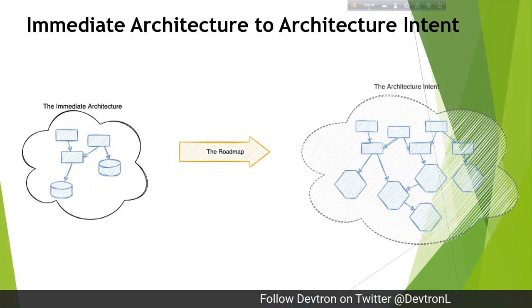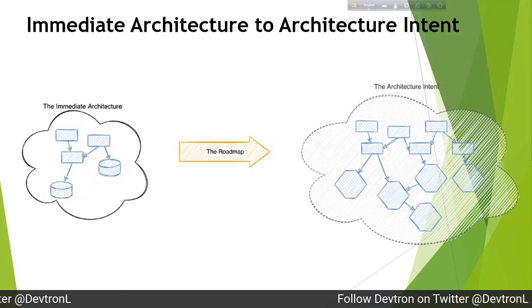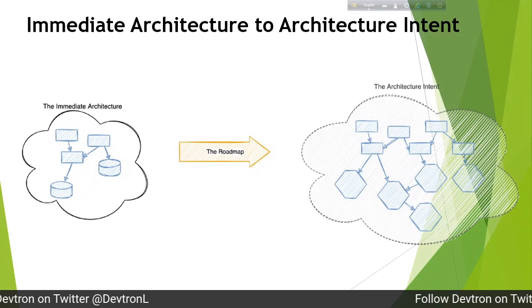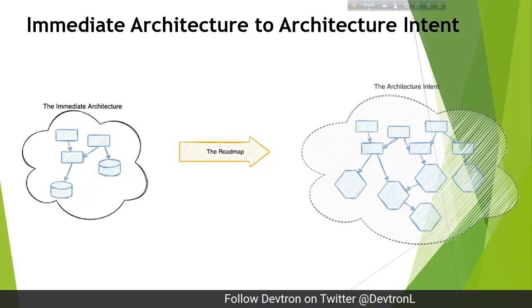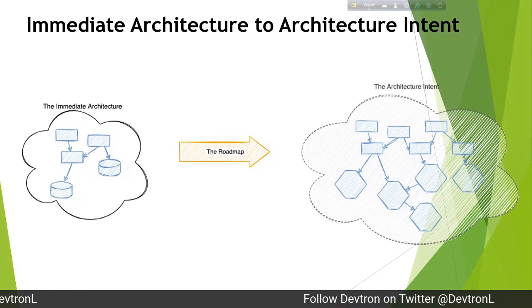as a backend. As part of my immediate architecture, maybe I don't have the bandwidth, the effort, or the funding, or the budget to have a cache. So I might remove the cache, but it's in my architectural intent. So this journey from immediate architecture to architecture intent is what is called the agile architect's journey over the roadmap. That is very, very important to understand and account for.